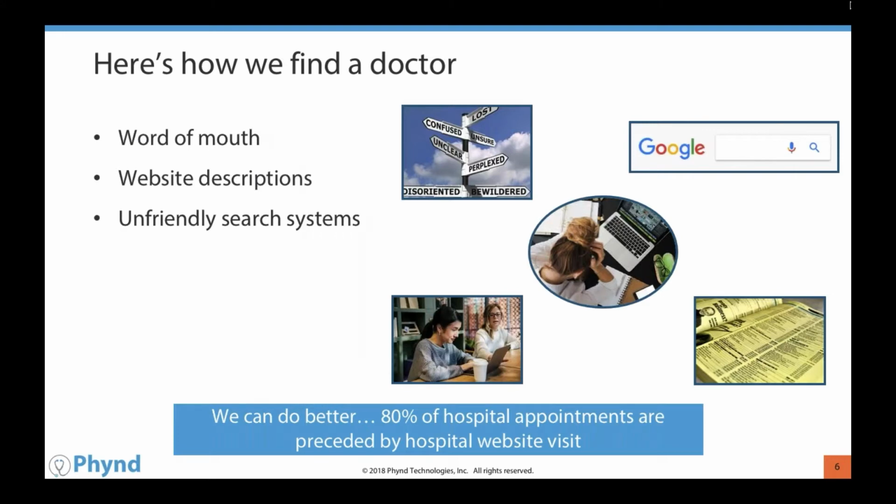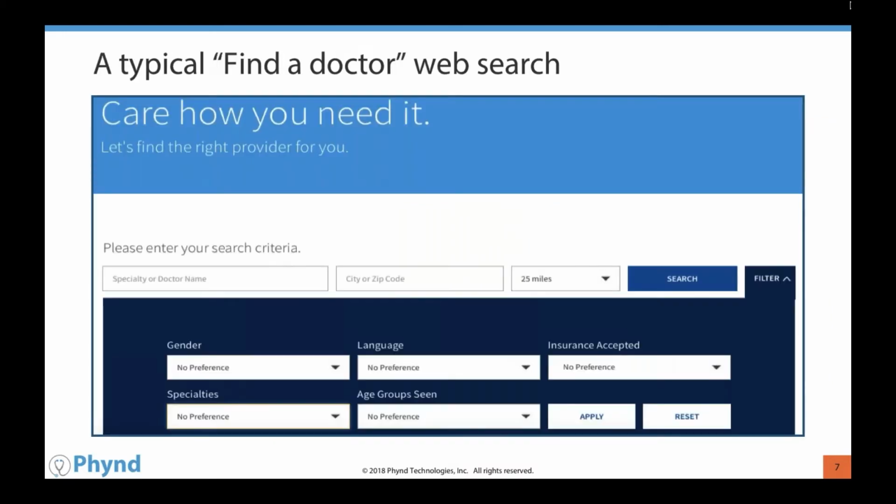A lot of times it's word of mouth and ask a friend, ask a doctor. We look at website descriptions that really don't help us all that much. And we're forced to use unfriendly search systems that will find someone, but oftentimes they're not the type of doctor that we want. So we can do better, and I would say we have to do better. 80% of hospital appointments are preceded by a hospital website visit. Obviously, not all of those are searches, but many of them are.